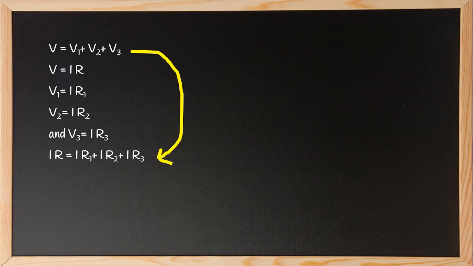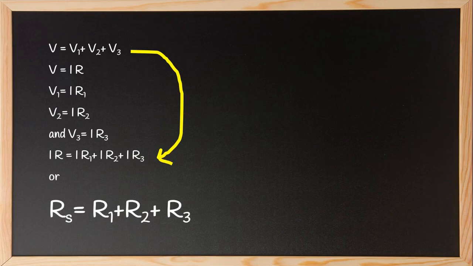Similarly to how we combined V is equal to V1 plus V2 plus V3, let us also write V as IR. V1 will be IR1, V2 will be IR2 and V3 will be IR3. If you apply this in the equation, you will get IR is equal to IR1 plus IR2 plus IR3. Or you can also write R series.